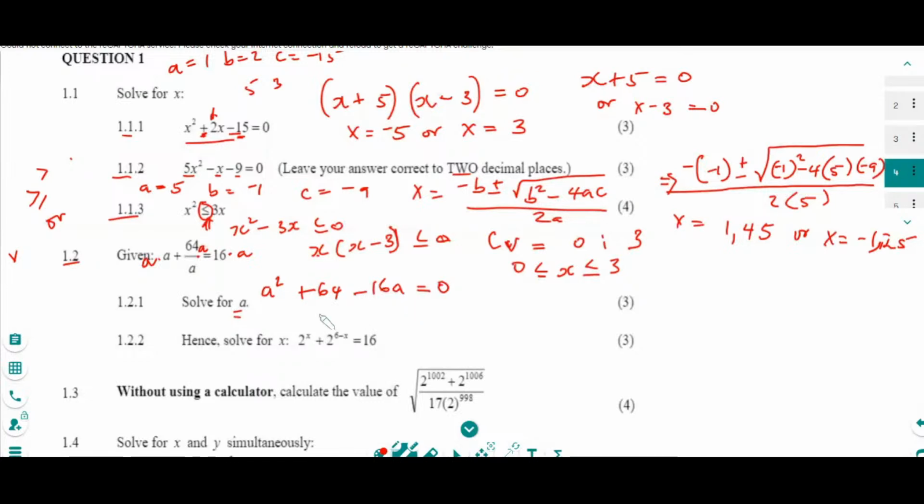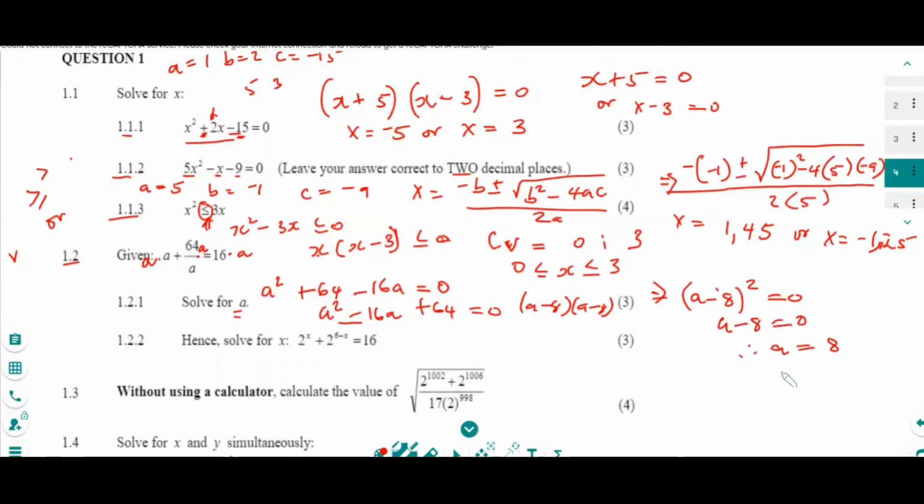When I rearrange this, I'll have a squared minus 16a plus 64 is equal to 0. This is just a perfect square, so I'll have a minus 8 squared. If I open two brackets, a minus 8 and a minus 8, which is the same as a minus 8 squared being equal to 0. Then if I square root both sides, the square root of 0 is 0. So a minus 8 is 0. Therefore, my a becomes 8.